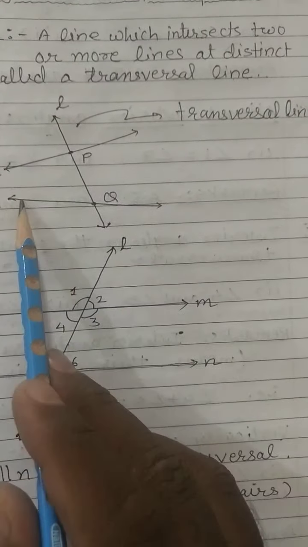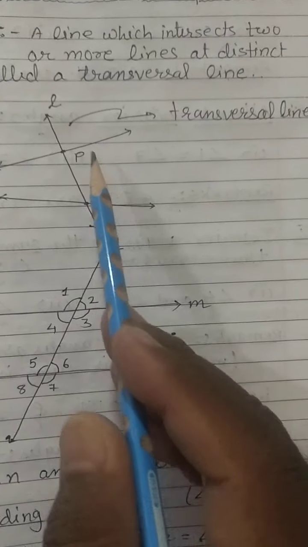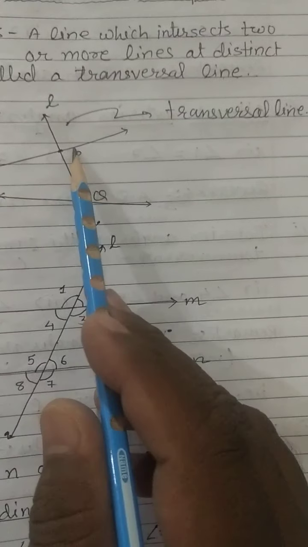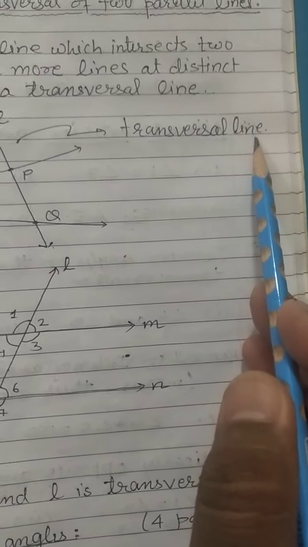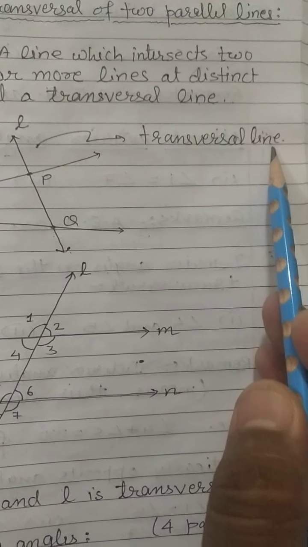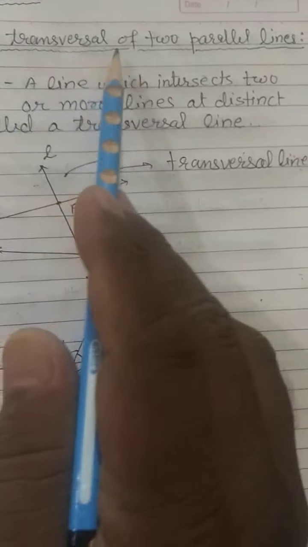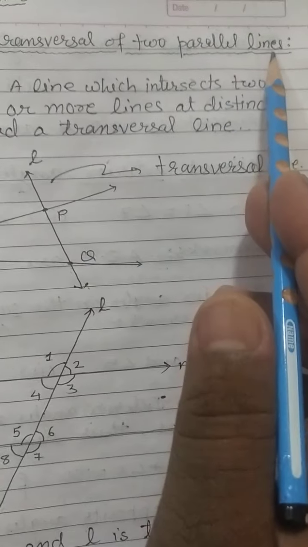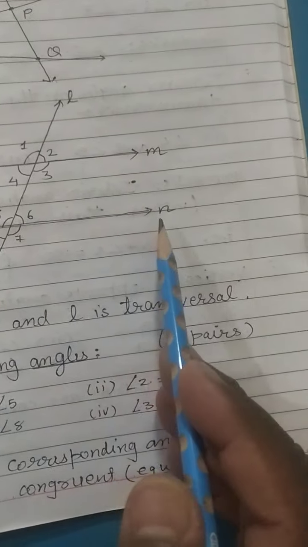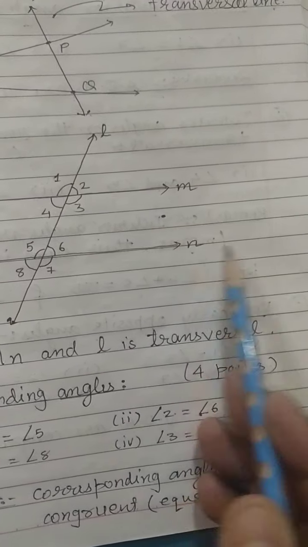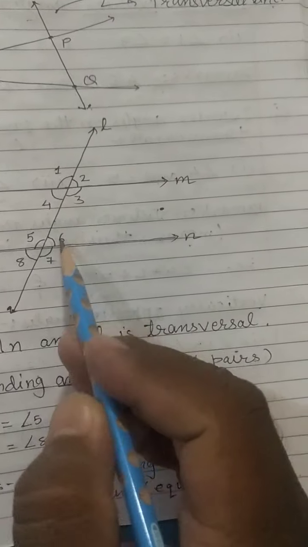Here two lines M and N are given, and the line L intersects both of these lines at two different points P and Q. So line L is called transversal line. Right? Okay. Now angles made by the transversal of two parallel lines. So let us check. Two parallel lines M and N are taken here, and line L is the transversal of both of the lines.